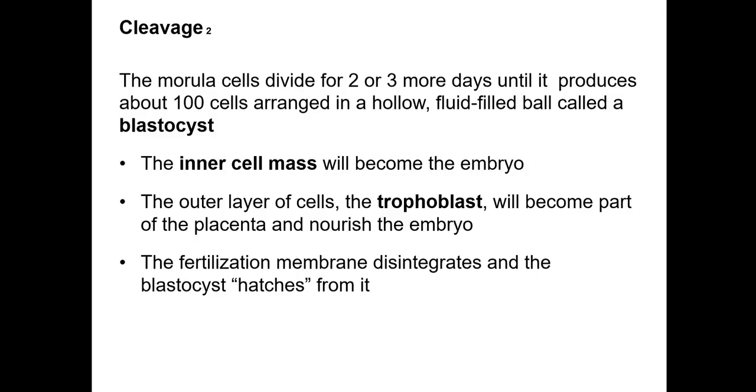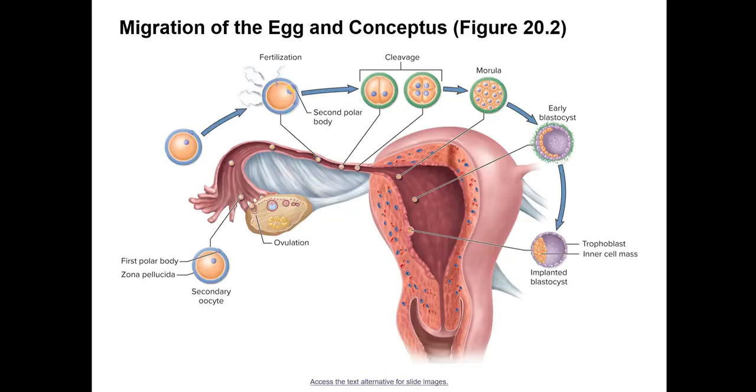The outer layer of cells that forms that hollow ball is called the trophoblast. This will end up developing into the placenta, which we know will provide nutrients and nourishment to the developing embryo. And so the fertilization membrane will essentially break down, and then the blastocyst will emerge or hatch from that.